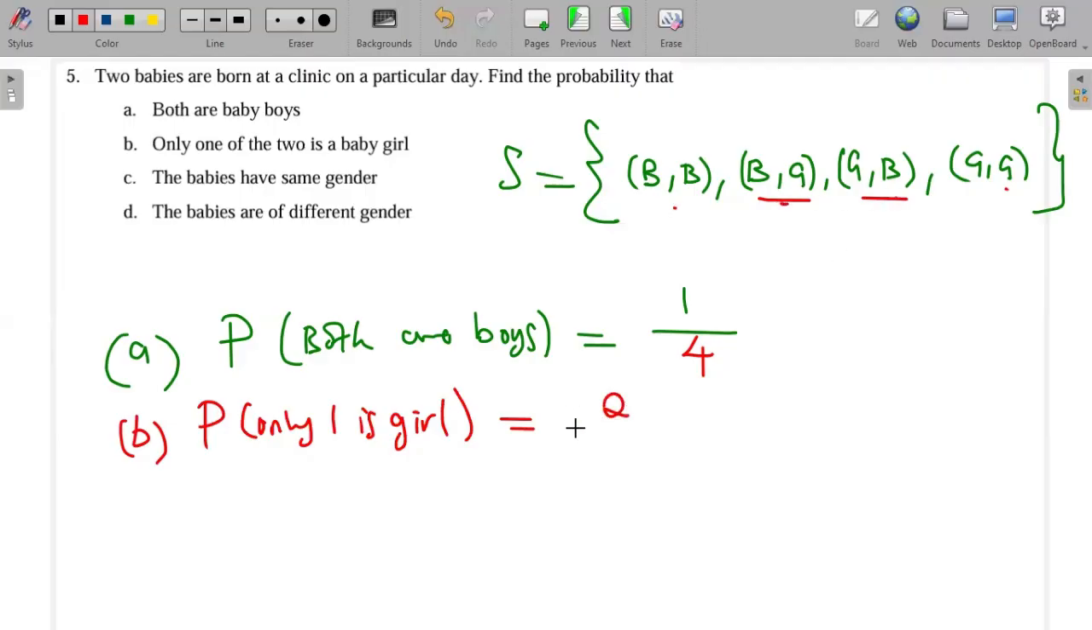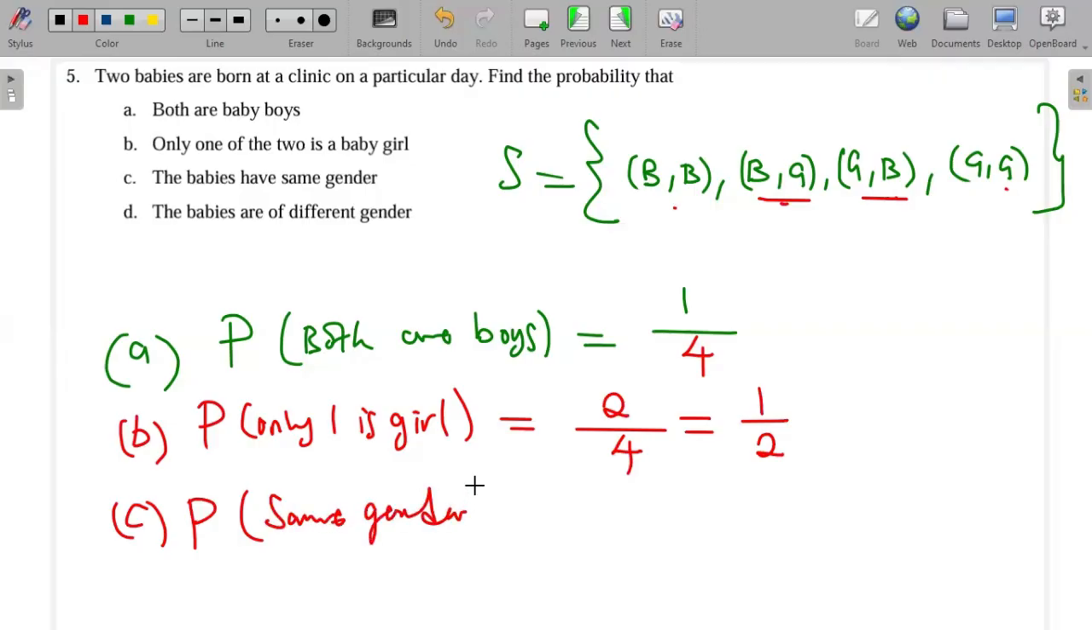So I'll say 2 over the total number of outcomes, which is 4, but I can reduce this to 1 over 2. So my probability of only one being a baby girl, of one of the two being a baby girl, is 1 over 2. Okay, what about C? They're asking for the probability that the babies have the same gender.